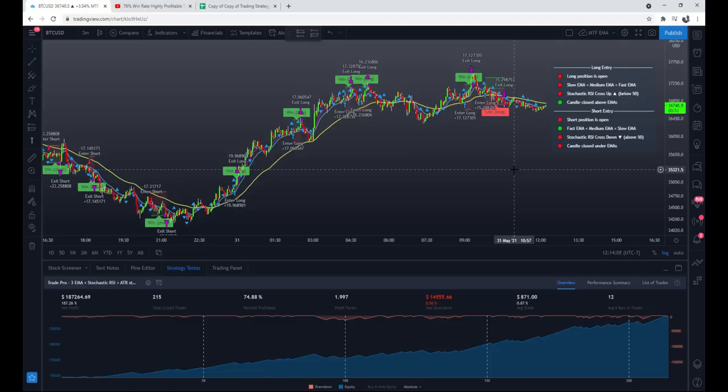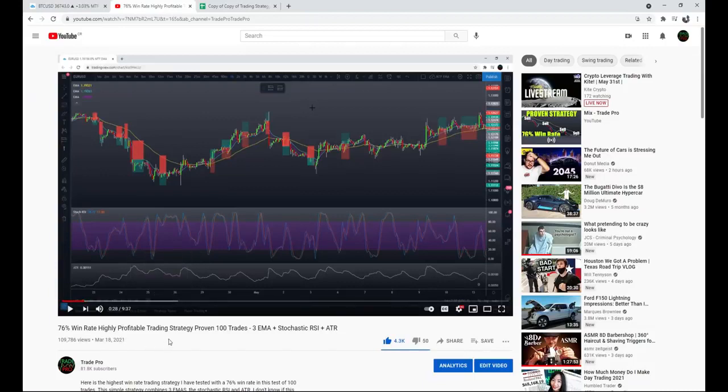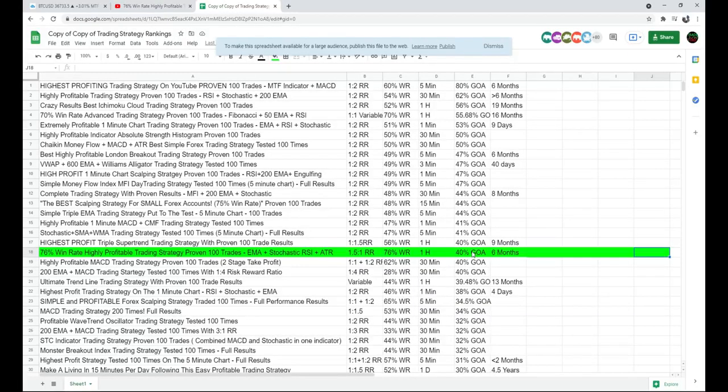The Patreon members voted on which script they wanted to see next, and they chose the 76% win rate, highly profitable trading strategy, proven over 100 trades, the 3 EMA plus stochastic RSI plus ATR strategy. Here it is on the spreadsheet, so you can see for the test I did for the channel, it had a 40% gain on the account. It was tested on the 1 hour time frame with a 76% win rate.